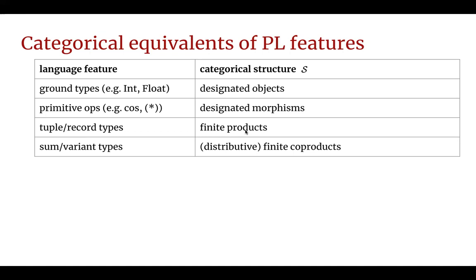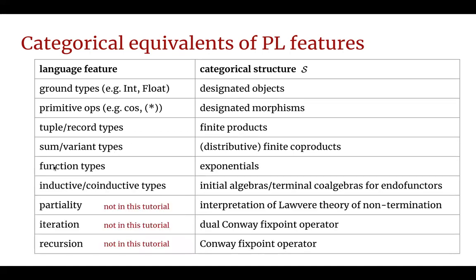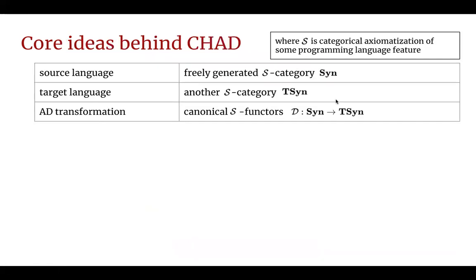But now we want to go further, right? So we say, okay, we also want to add function types and inductive and co-inductive types to our language, or recursion, iteration. And we just look at what the categorical axiomatization is of that structure. We add that to our programming language, and we demand that AD becomes a homomorphism of that structure. So I'm just calling that structure S now, and S is going to be parametric in whatever you want to have in your programming language.